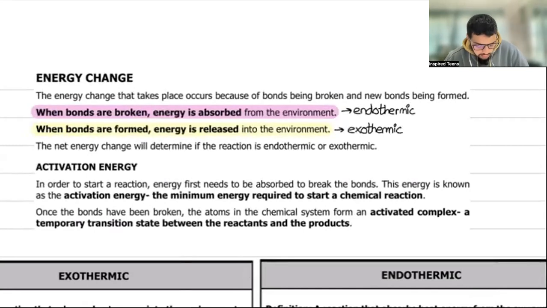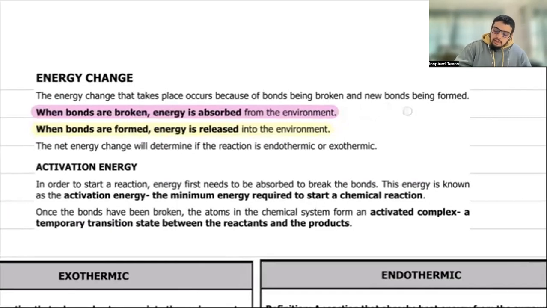The net change will determine if the reaction is endothermic or exothermic. At times you will have energy being absorbed and energy being released. So let's not label each as endo and exothermic just yet, because when more energy is absorbed, that's when it will be endothermic, and when more energy is released, that's when it will be exothermic.